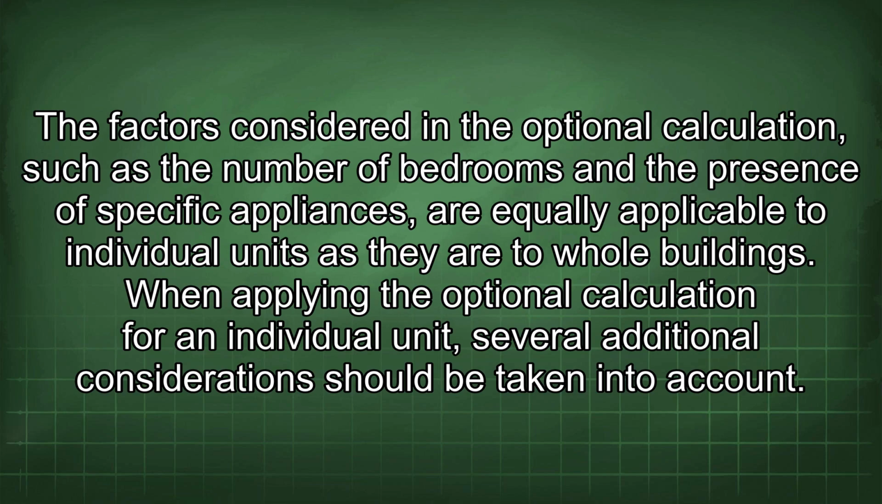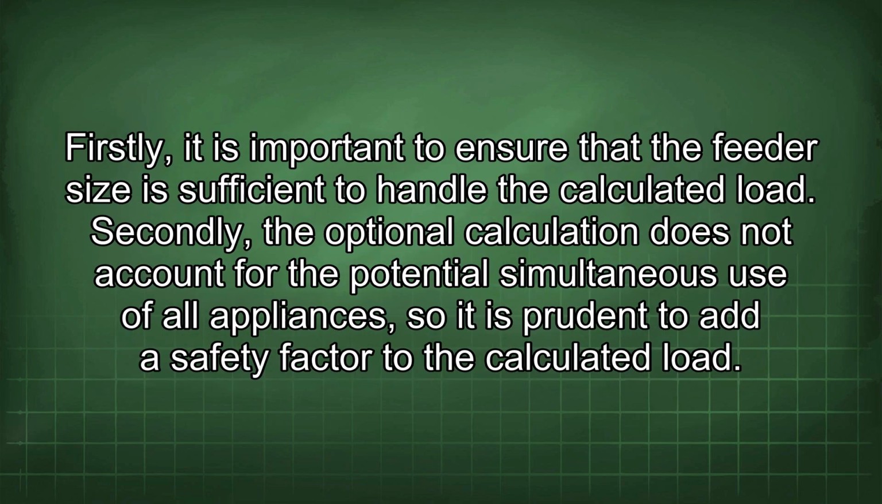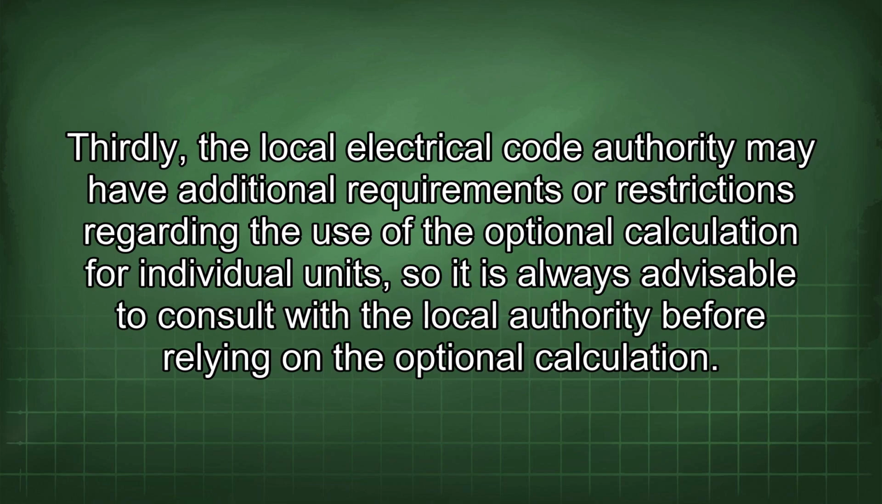When applying the optional calculation for an individual unit, several additional considerations should be taken into account. Firstly, it is important to ensure that the feeder size is sufficient to handle the calculated load. Secondly, the optional calculation does not account for the potential simultaneous use of all appliances, so it is prudent to add a safety factor to the calculated load. Thirdly, the local electrical code authority may have additional requirements or restrictions regarding the use of the optional calculation for individual units, so it is always advisable to consult with the local authority before relying on the optional calculation.